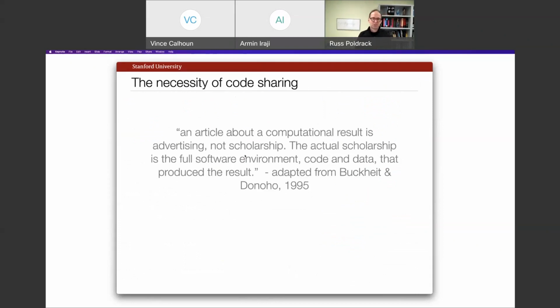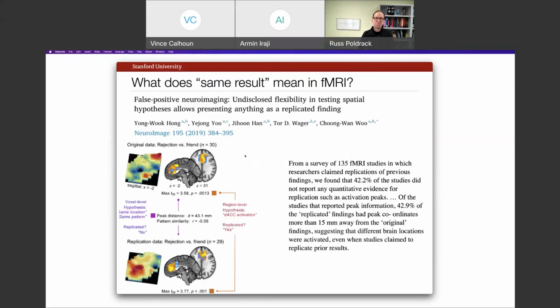And I think this is captured well in this quote from David Donoho: An article about a computational result is advertising, not scholarship. The actual scholarship is the full software environment, code, and data that produce the result. Another question is, what do we even mean by the same result in fMRI? Tor Wager and Chang Wu had a paper a while ago that I thought did a nice job of laying out how you often see people saying that they replicated a finding when in reality, if you actually look at the results, they don't seem to really overlap at all. Almost half of the replicated findings had peak coordinates more than 15 millimeters away from the original findings.